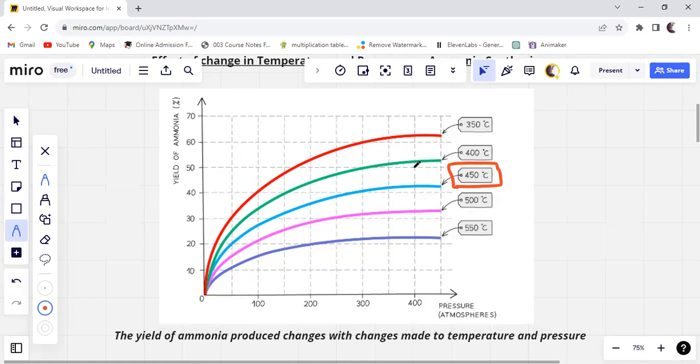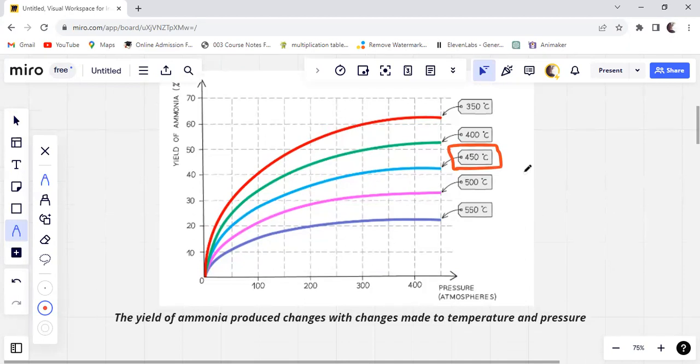Why is this so? Because at this temperature, though we will get a lower yield, the production of ammonia will be quicker. The rate of reaction would be faster than at 350 degrees Celsius, where we would have a very slow rate of reaction. That is why we have made a compromise temperature. We have established a compromise temperature of 450 degrees Celsius in order to produce ammonia.